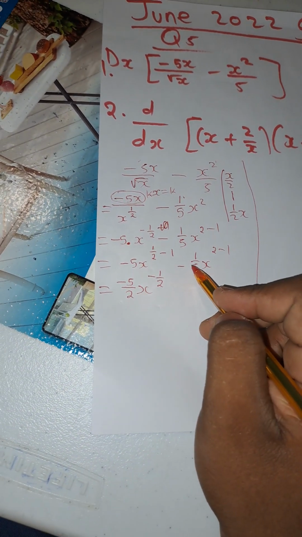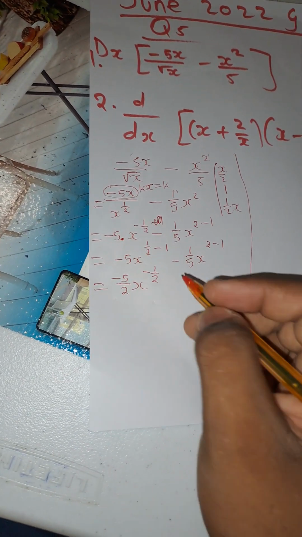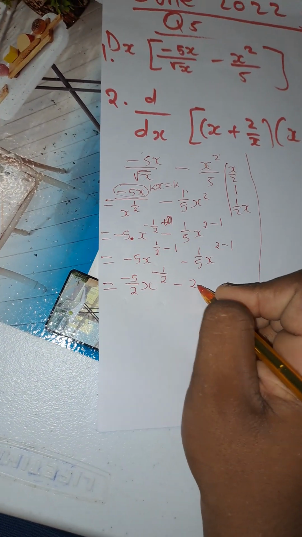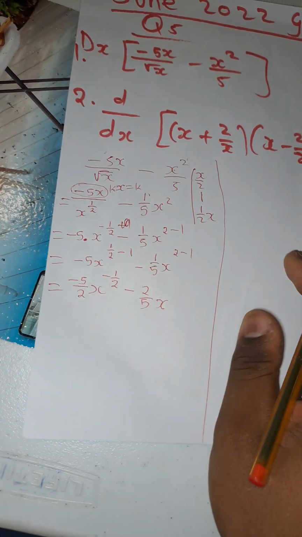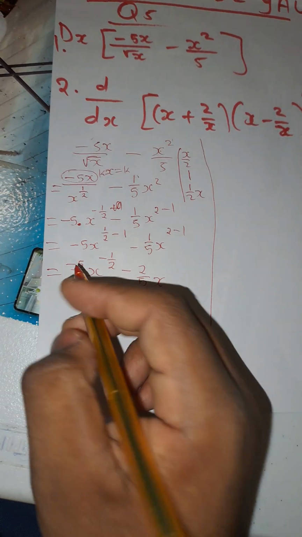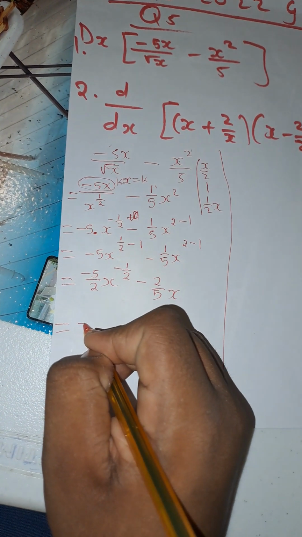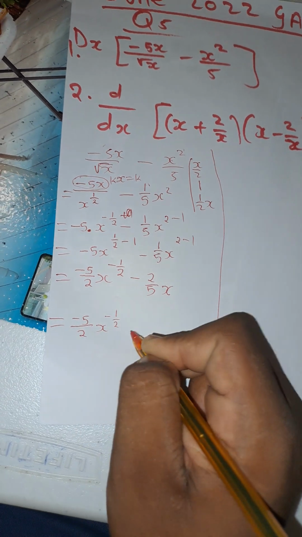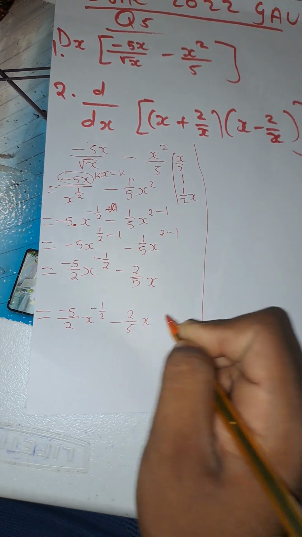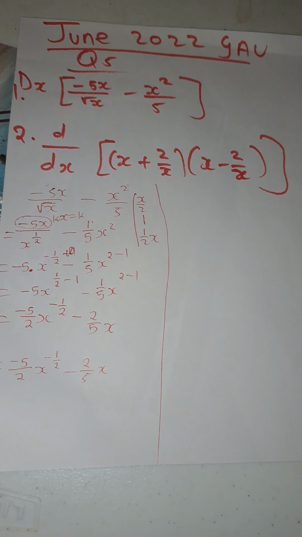And then let's go to this one. What is 2 times 1 over 5? It is the same as 2 over 5, but it is what? Minus 2 over 5x. And then 2 minus 1, it is 1. So I'm going to leave it like this. So the answer for this one is what? Minus 5 over 2x to the negative 1 over 2, minus 2 over 5x.